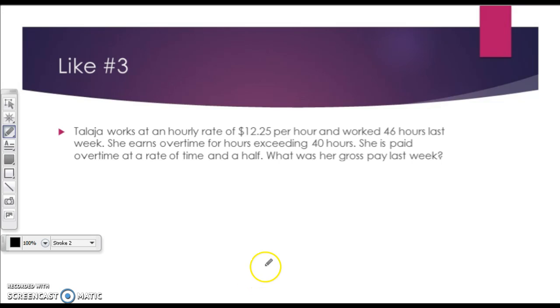Well, we know that gross pay is made up of her regular time plus her overtime pay. So we're going to say regular pay plus overtime pay equals her gross pay. But we don't really know any of these yet. We're going to have to do some work.